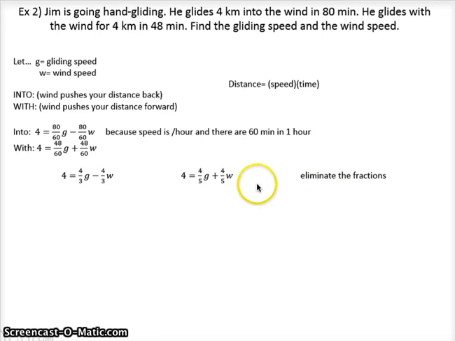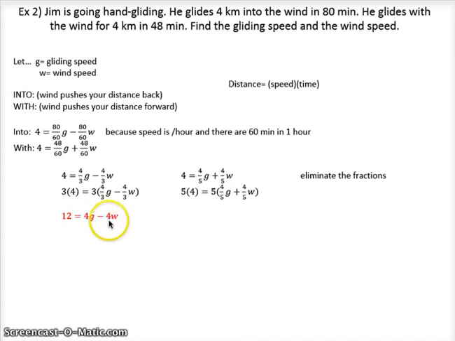Eliminate your fractions by multiplying by the lowest common denominator. So the first equation, we'll multiply everything by 3 and eliminate our fractions on the right side. And the second equation, we're going to multiply everything by 5 and eliminate the fractions on the right side. So our first equation will become 12 equals 4 times G minus 4 times W. And our second equation will become 20 equals 4G plus 4W.